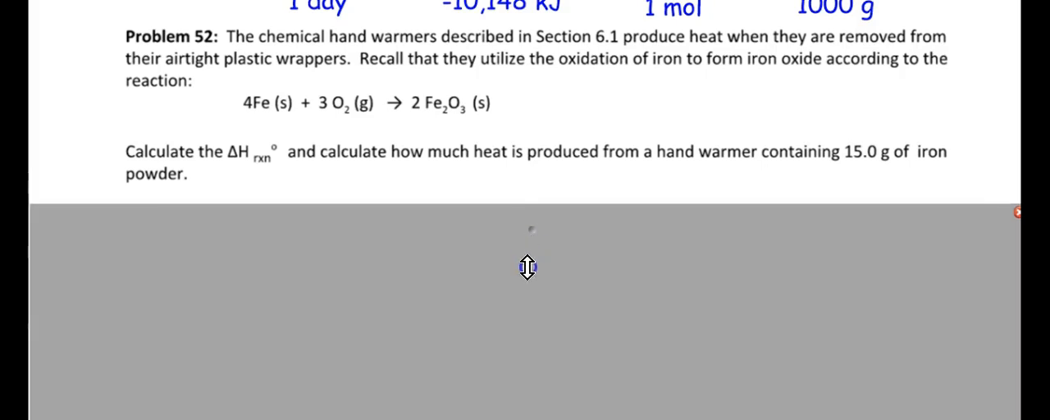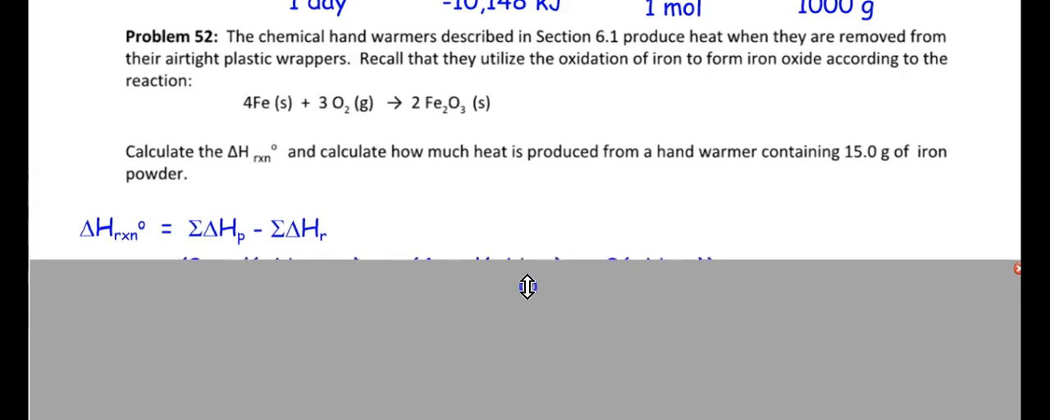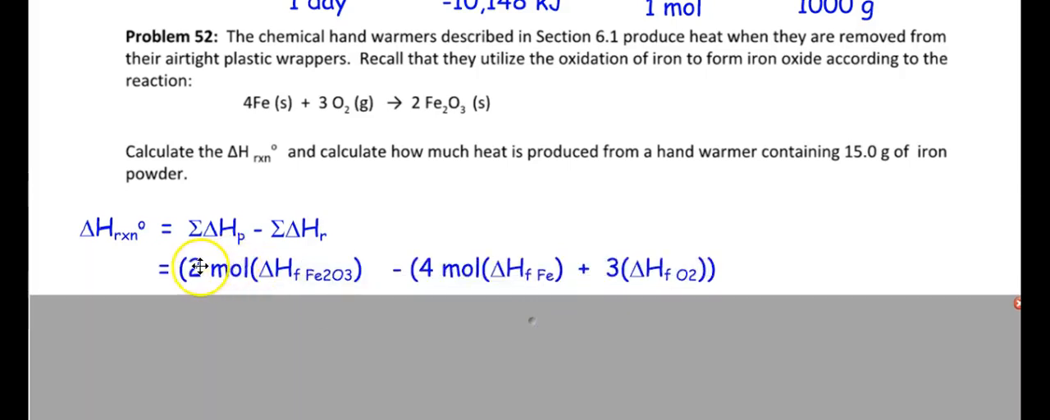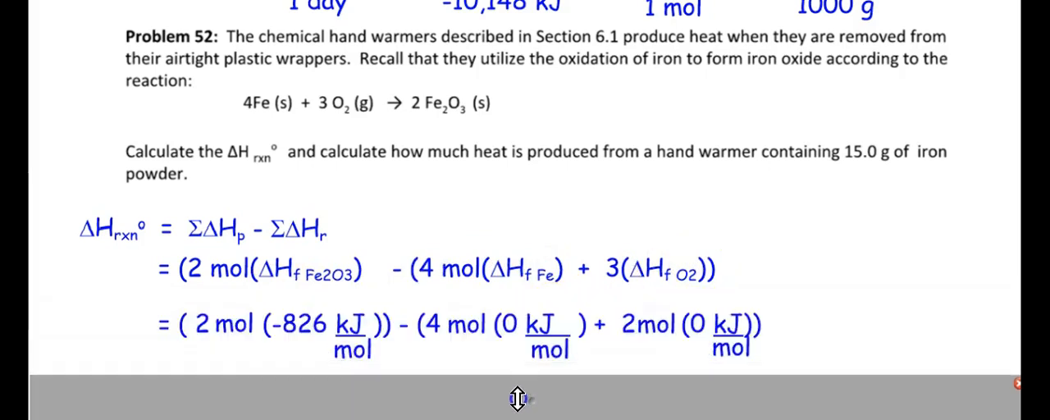Okay, let's see how you did. Okay, products minus reactants. Hope you're getting good at that. So I have 2 moles of the iron(III) oxide minus this whole quantity of 4 moles of iron and 3 moles of oxygen. Oh, what are these two values right here? They're both zeros, aren't they? Why are they both zeros? Because they're both elements in their standard state.